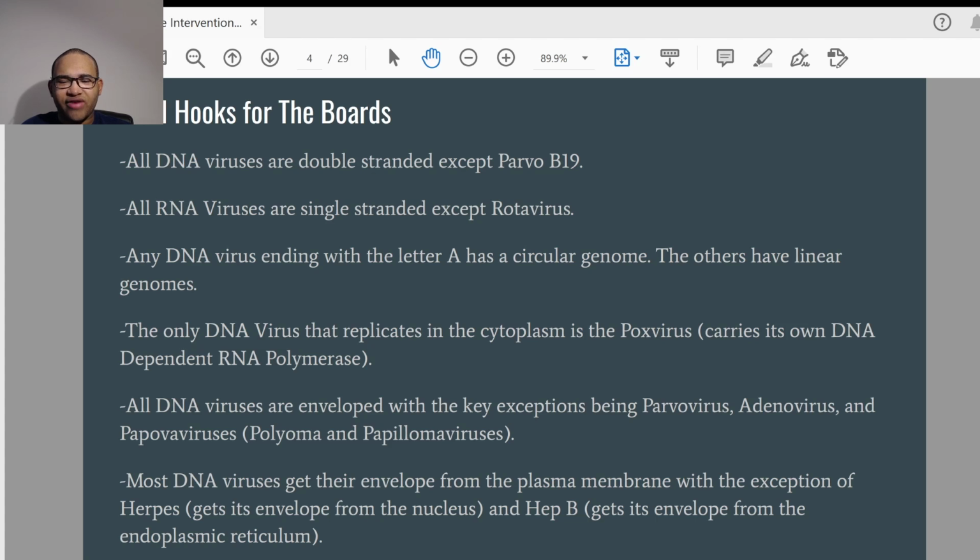And the thing is, all DNA viruses, again, they are enveloped, but with some key exceptions, right? So we have parvovirus, adenovirus, and the papovaviruses, right? And then most of the DNA viruses actually get their envelopes from the plasma membrane. But there are some key exceptions here. The herpes virus actually gets its envelope from the nucleus, and Hep B, right? Remember, Hep B is the one that tends to be transmitted via sexual intercourse. It actually gets its envelope from the endoplasmic reticulum.